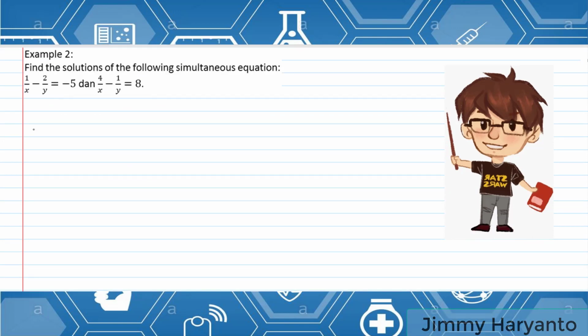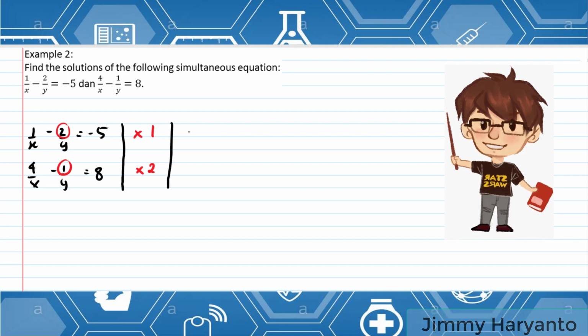Okay, the next example is this one. Take a look at this. 1 over x minus 2 over y equals negative 5, and then 4 over x minus 1 over y equals 8. How to do this? First, I will have to make the coefficients equal. For example, this time I take the y. This is 2, this is 1. So the top part I should multiply by 1, and the bottom part I should multiply by 2. Multiplying by 1, it will not change.